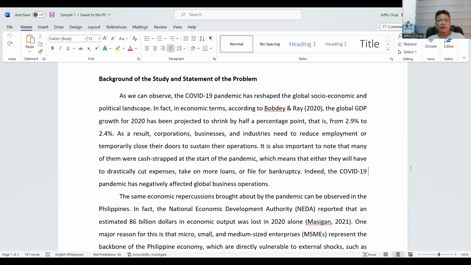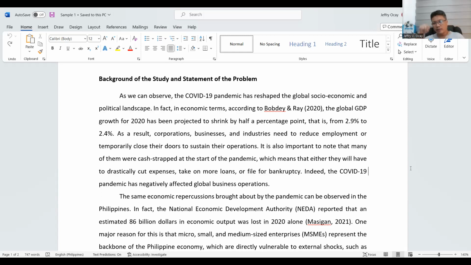It is also important to note that many of them were cash-strapped at the start of the pandemic, which means that either they will have to drastically cut expenses, take on more loans, or file for bankruptcy. Indeed, the COVID-19 pandemic has negatively affected global business operations.